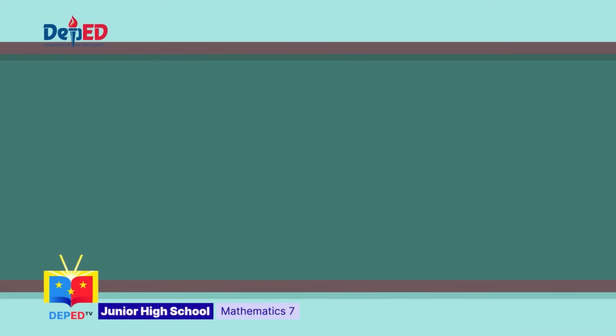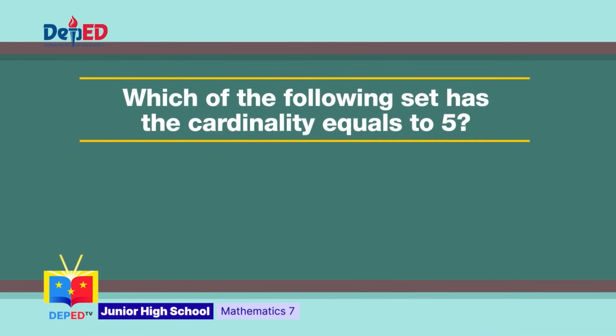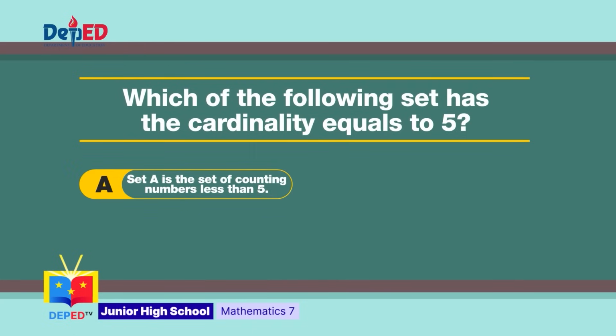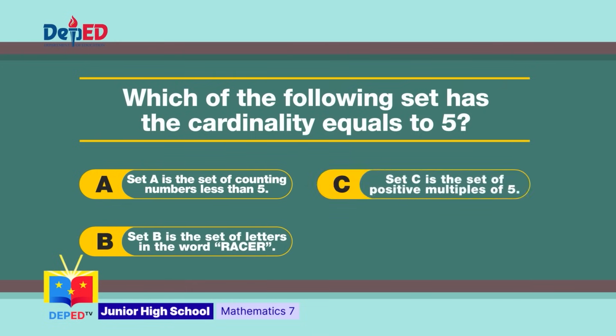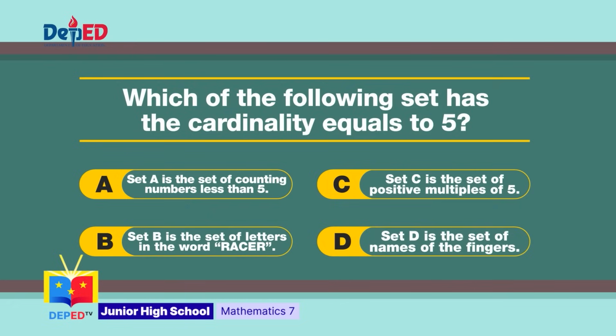For our fifth and last pre-assessment question, which of the following set has the cardinality equals to 5? Is it A? Set A is the set of counting numbers less than 5. B. Set B is the set of letters in the word razor. C. Set C is the set of positive multiples of 5. Or D. Set D is the names of the fingers. Timer!